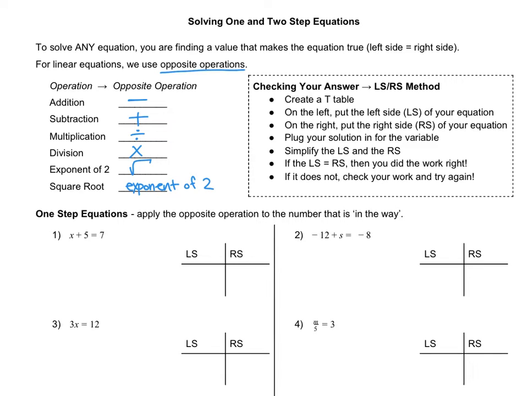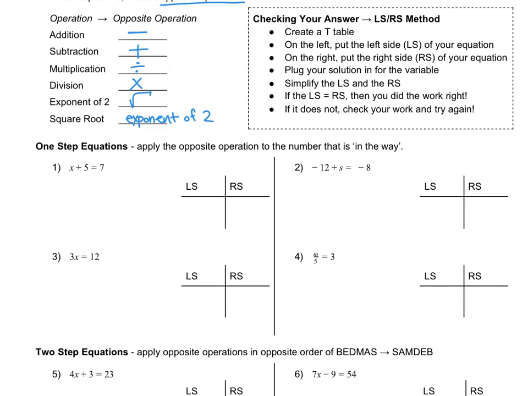Now, we're going to start off with one-step equations. You'll notice in these 4 little examples that we have, we're just trying to isolate for our variable, and there's only one number in our way, and we're going to get rid of it using the opposite operation. So in the first one, I have x plus 5. I have addition of 5. The opposite of addition is subtraction. So to move this to the other side, I'm really just subtracting 5 from each side.